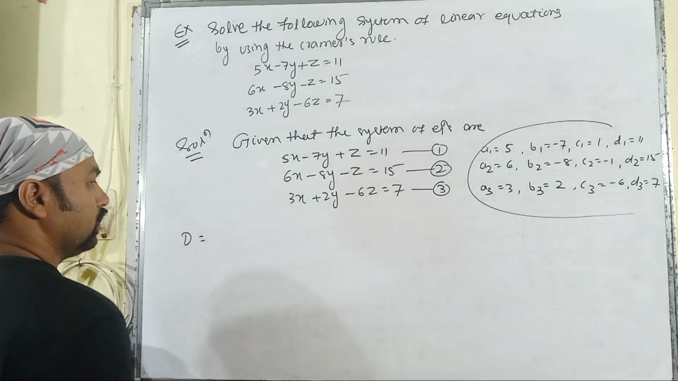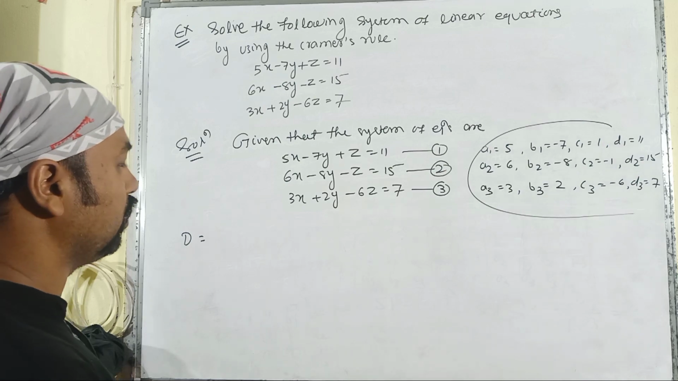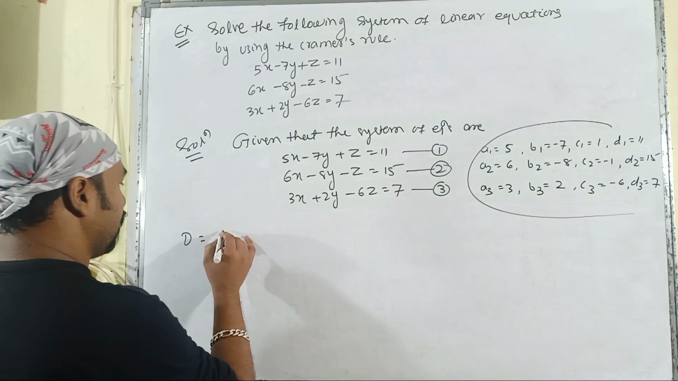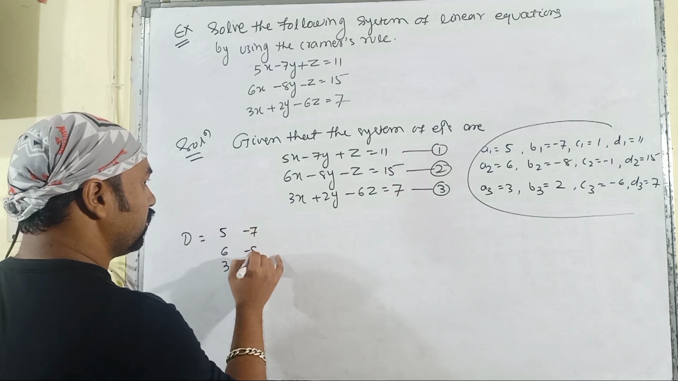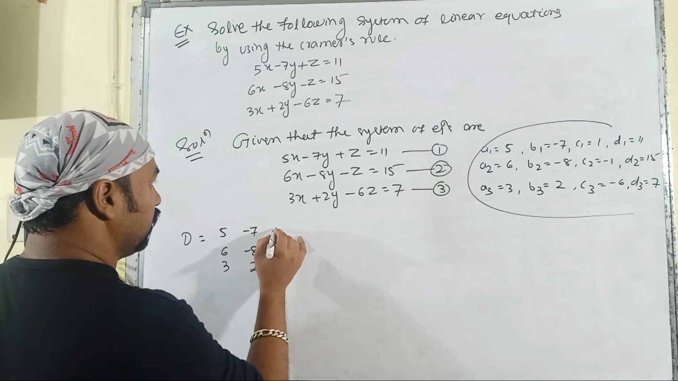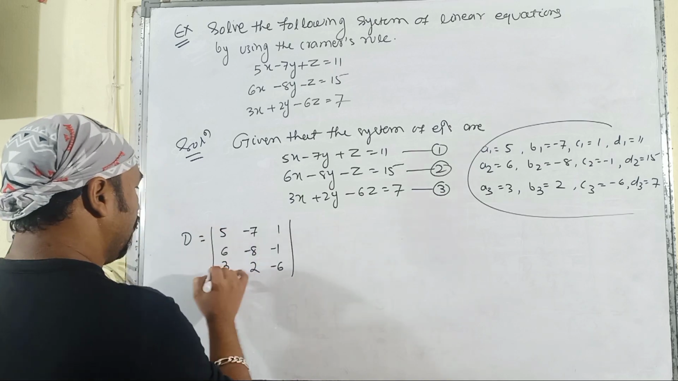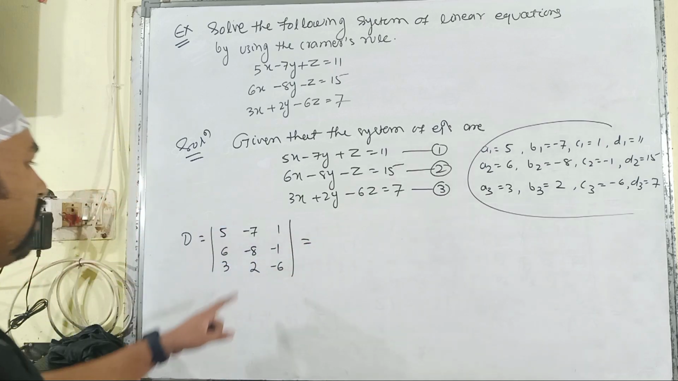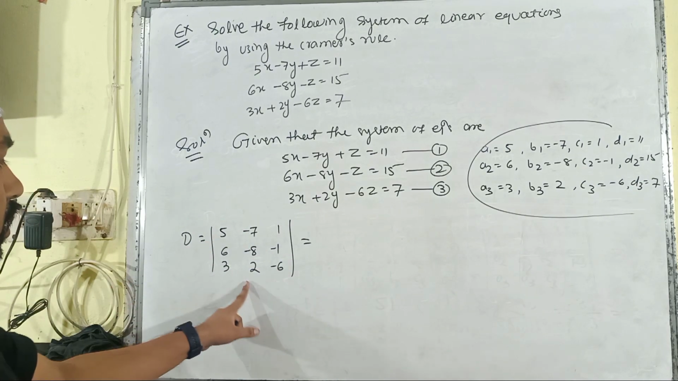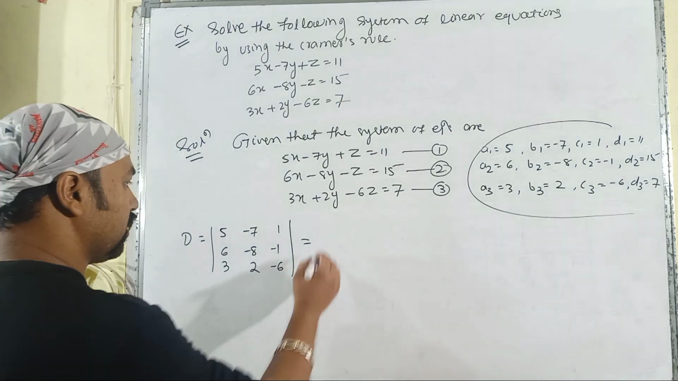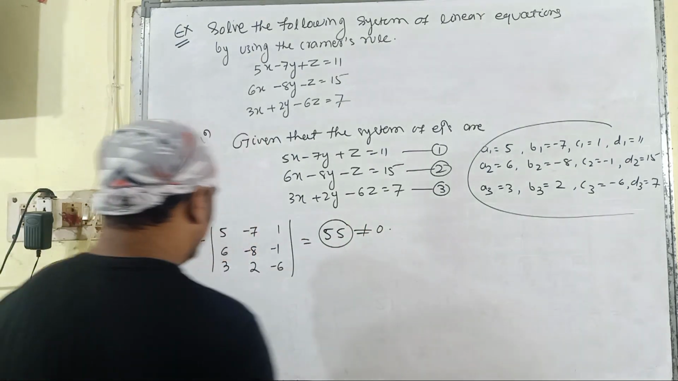First of all, let us evaluate the value of d here. That means the determinant of the coefficients of the variables x, y and z. So it is 5, 6, 3, minus 7, minus 8, 2. Then it is 1, minus 1, minus 6. And you have to expand this determinant along the first row or second row or third row or first column or second column or third column, and you will get the answer 55, which is not equal to 0.